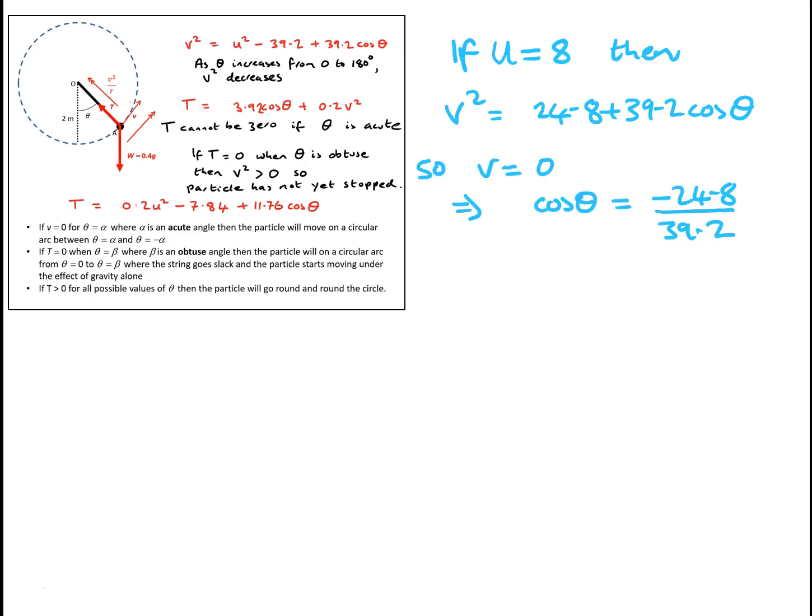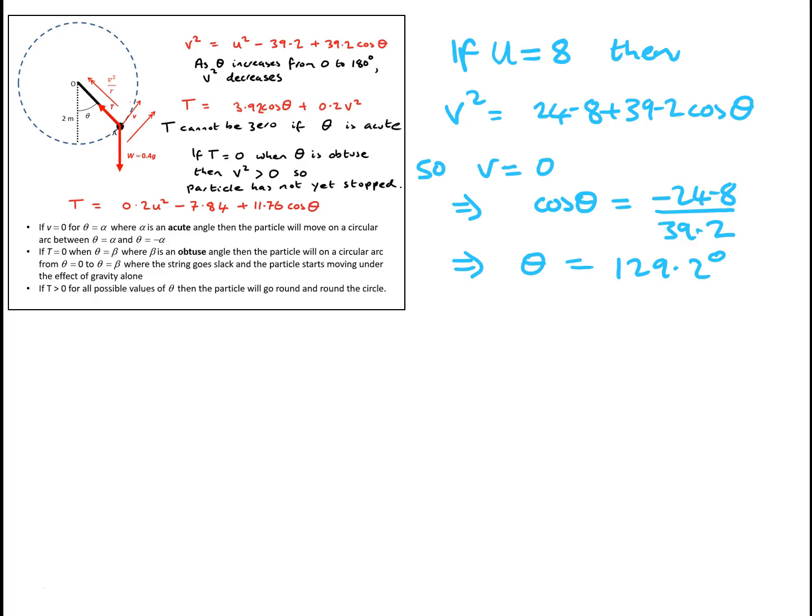Moving on to the case when u equals 8, then the v squared equation will now give us v squared is 24.8 plus 39.2 cos theta, which enables us to say that v equals 0 when cos theta is minus 24.8 divided by 39.2, in other words when theta equals 129.2 degrees. But we know that if we've got the particle stopping at an obtuse angle, there's a very real risk that the string may have gone slack before it ever gets to that point.